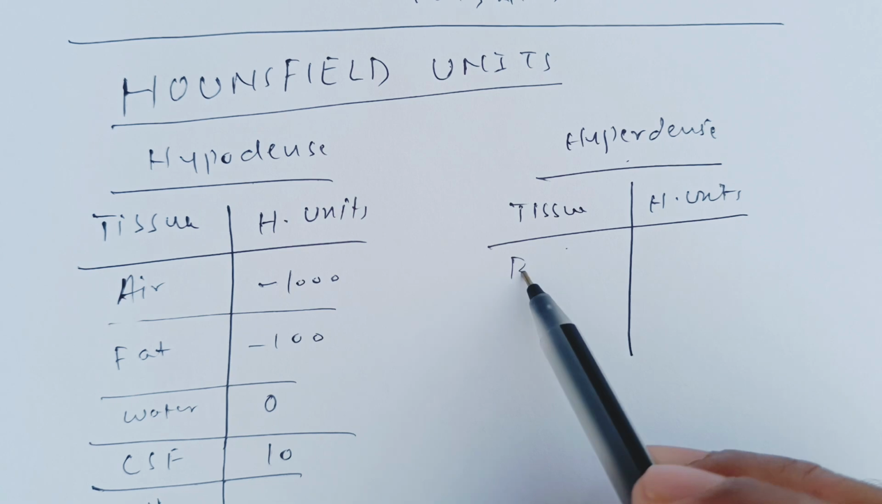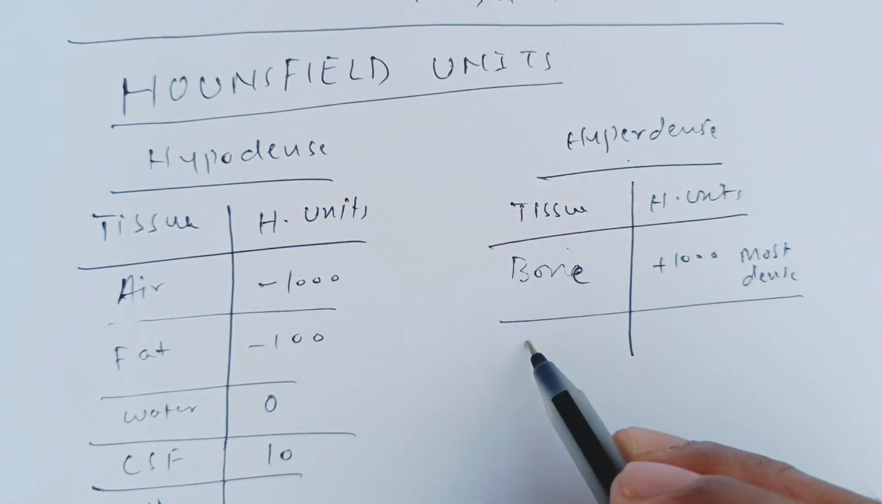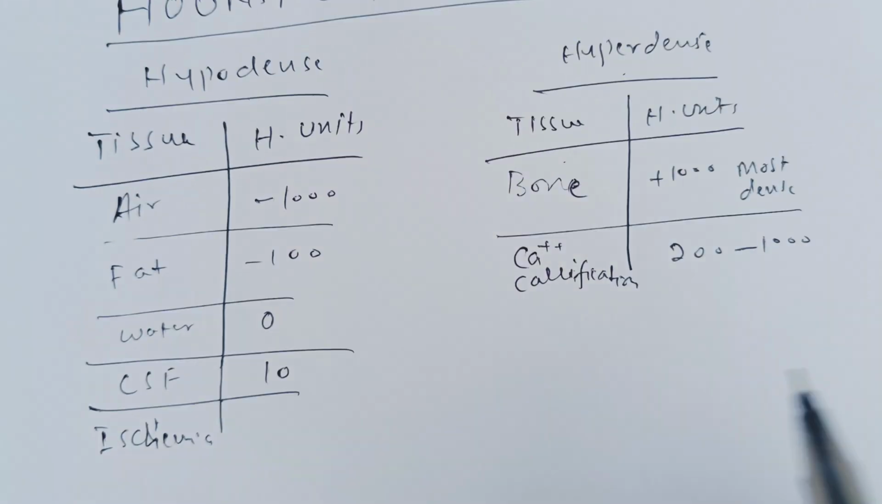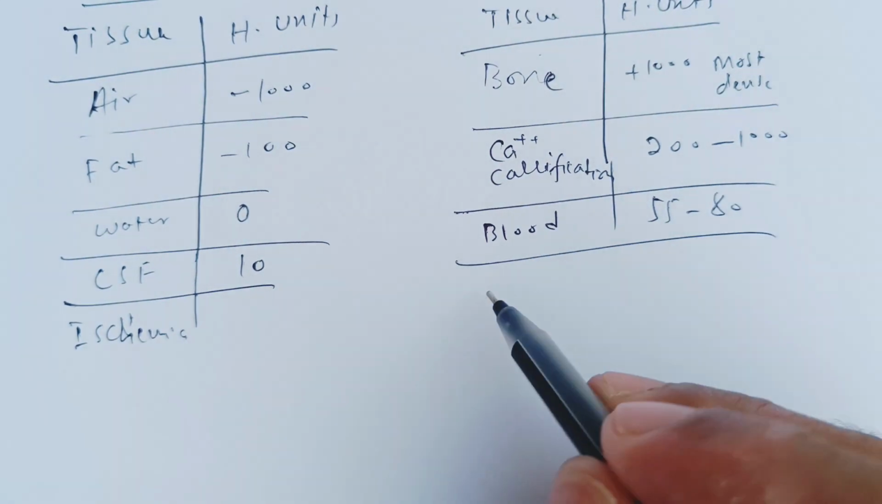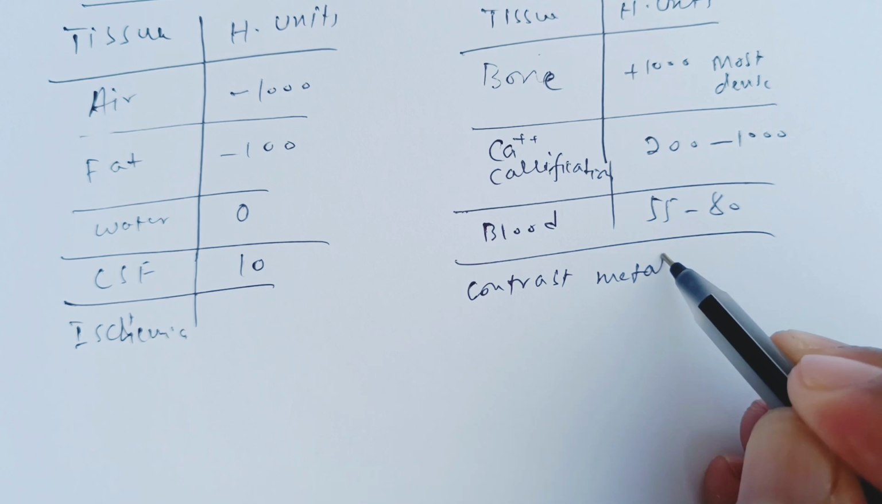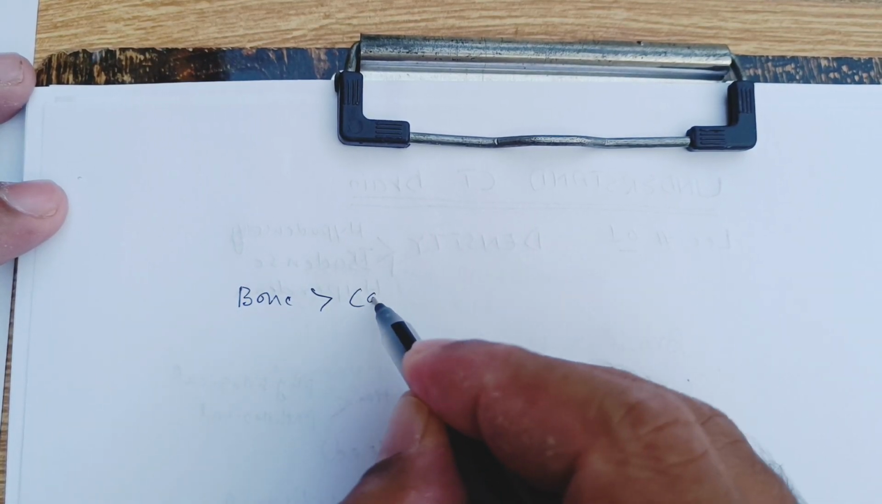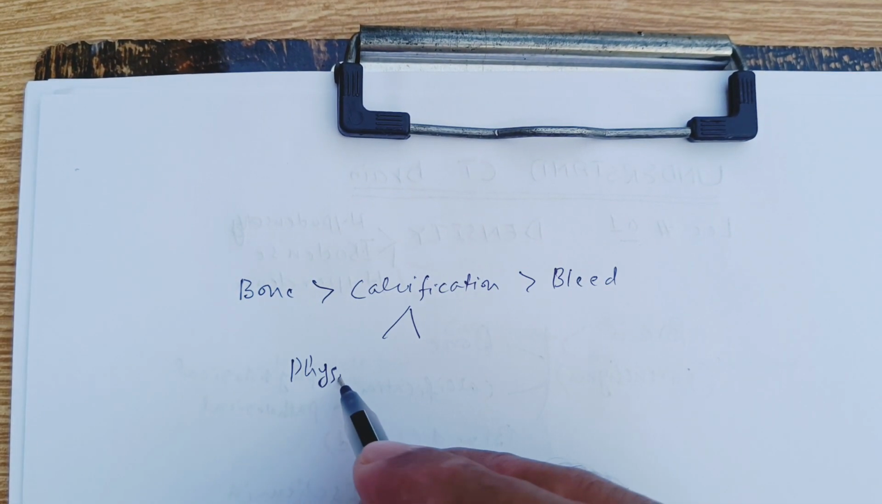Now hyperdense tissue with Hounsfield unit: that is bone, plus 1000, it is the most hyperdense. Then we have calcification, that is 200 to 1000. Then we have blood, bleed, that is 55 to 80. Then contrast and metallic foreign body also look hyperdense on CT brain. Bone is more hyperdense than calcification. Calcification is more hyperdense than bleed.